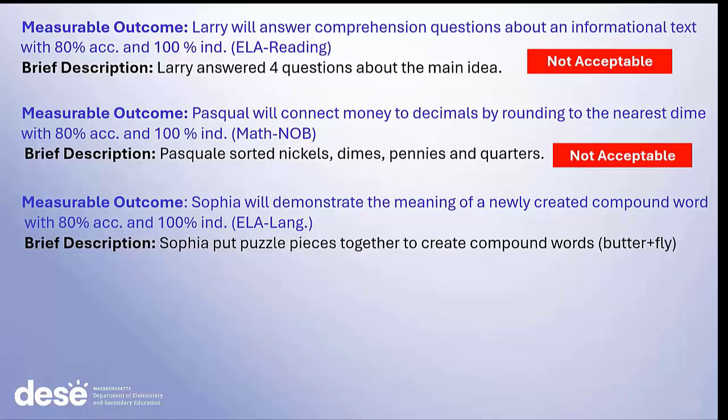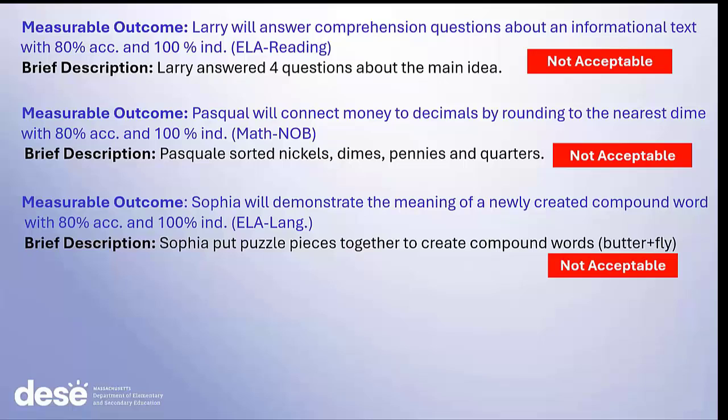This always trips people up because she's putting together compound words. But look again, because this is all about vocabulary acquisition. So Sophia is going to demonstrate the meaning of a newly created compound word. So sometimes the puzzle pieces just fit together. So just because she put butter plus fly together doesn't mean she understood the meaning of it. So we want to demonstrate the meaning. So it was not acceptable.